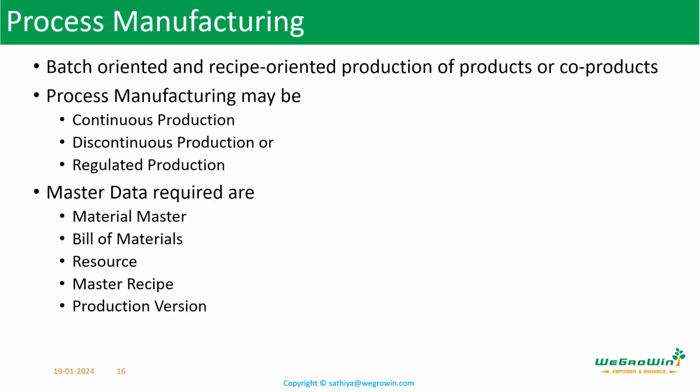Most important master data required for process manufacturing are the material master, that is, materials to be produced; the bill of materials, that is, again, what are all the components to be used to produce the product; and the resource, which is similar to the work center we discussed in discrete manufacturing. Here it is called a resource, where the production is carried out. Master recipe is the sequence in which the production is carried out. It is a combination of resource and bill of materials. And then production version. Production version is a combination of master recipe and bill of materials. So these are the master data. Please note here, as I told, resource and master recipe are used instead of work center and routing.